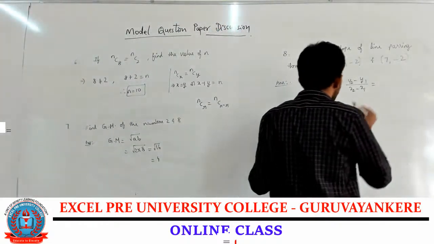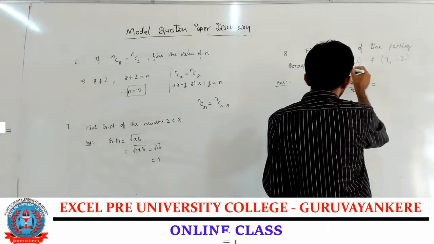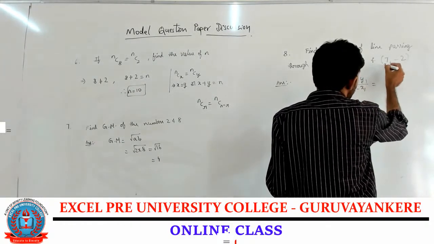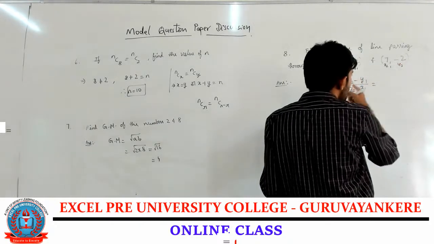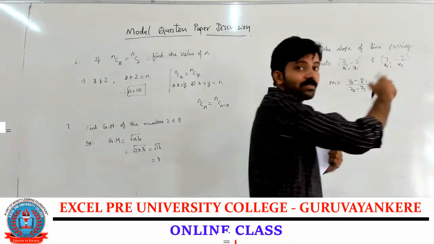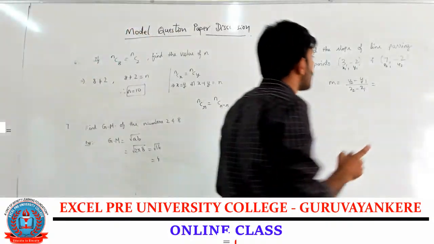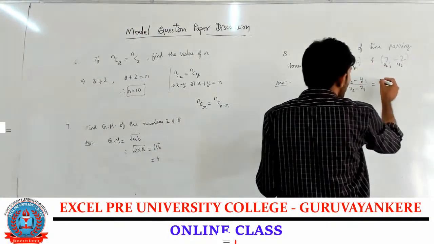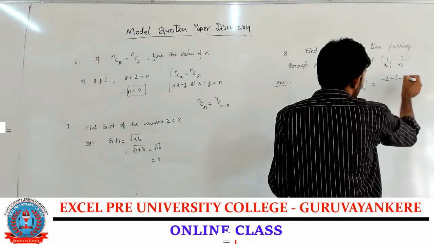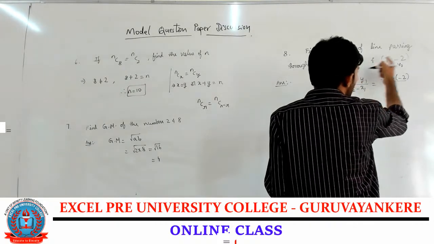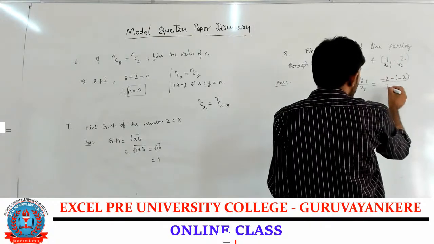y2 minus y1 by x2 minus x1. This is x1 comma y1. This is x2 comma y2. Slope is difference in y by difference in x. Subtract the y coordinates divided by subtract the x coordinates. y2 minus y1: minus 2 minus of minus 2.